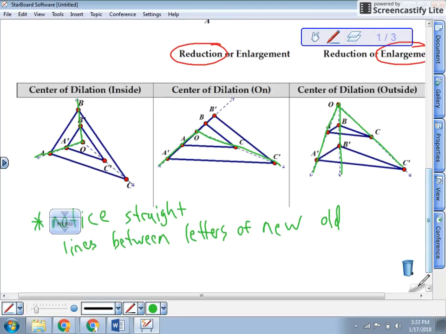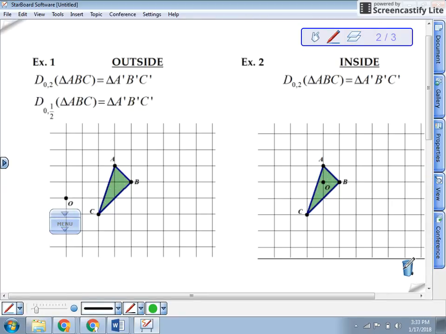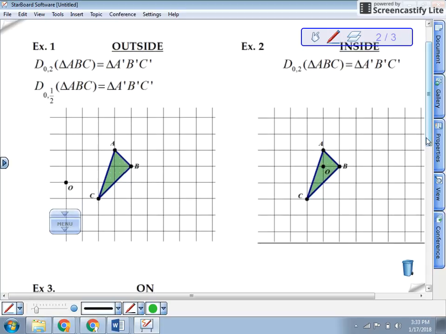Now let's get to some examples. We'll do example 1, outside. We're going to dilate this shape. We're going to make it bigger, and then we're going to make it smaller. So the key here when we're doing these is understanding slope from the center of dilation. So I'm going to do A to A prime first. We'll do this one here in blue. If I count the slope, it's rise over run. So I go up 1, 2, over 1, 2, 3. So the slope is 2/3.